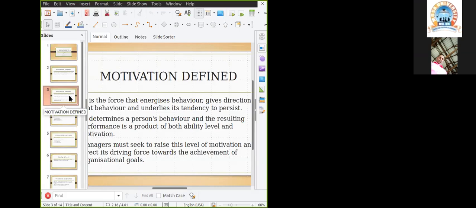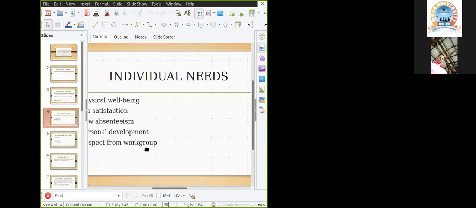So when we talk of individual needs, what are we talking about? Mostly people are concerned about their physical well-being. So if their physical well-being is met, they'll be motivated. Job satisfaction, low absenteeism, personal development, and respect from the work group. These are some of the things that people will see as their own personal needs. If these are met, you find that they'll be motivated, fully motivated.